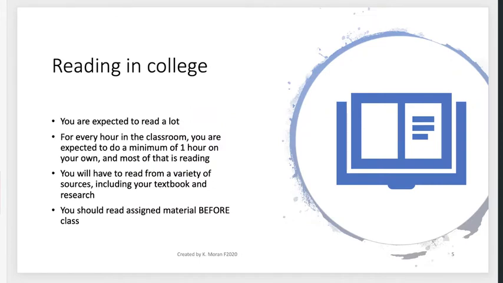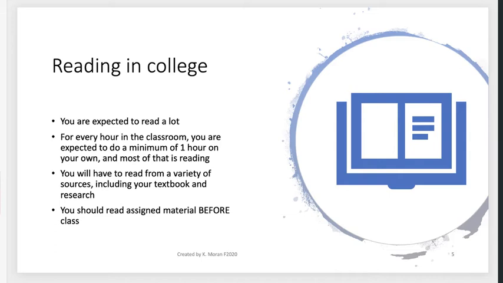So when it comes to reading in college, you're expected to do a lot of reading, especially in your regular programs. So it's important to set aside some time to read before you go to class. And this will help you understand better what is being talked about in the lecture. And just so that you know, for every hour that you spend in class, you're expected to do a minimum of an additional hour in reading.